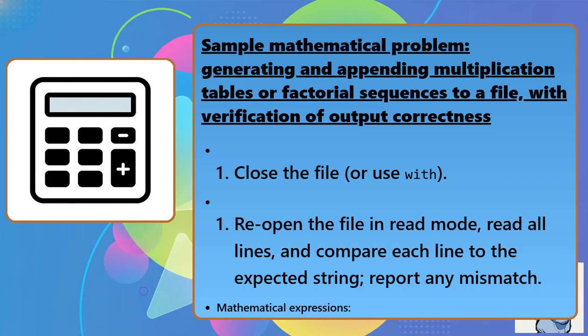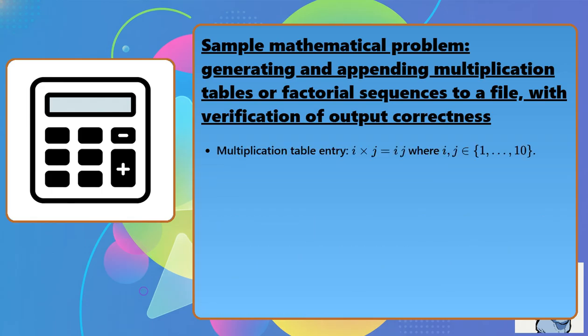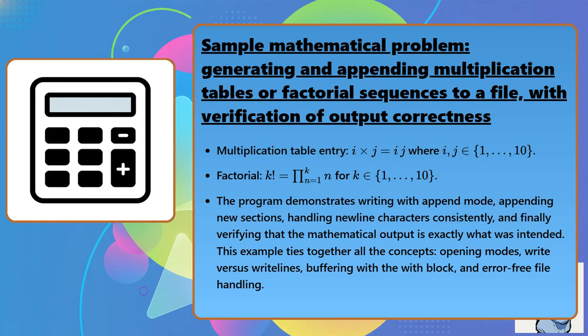Mathematical expressions. Multiplication table entry: i times j equals ij, where i and j are in the set from 1 to 10. Factorial: k factorial equals the product from n equals 1 to k of n, for k in the set from 1 to 10. The program demonstrates writing with append mode, appending new sections, handling newline characters consistently, and finally verifying that the mathematical output is exactly what was intended. This example ties together all the concepts: opening modes, write versus writelines, buffering with the with block, and error-free file handling.